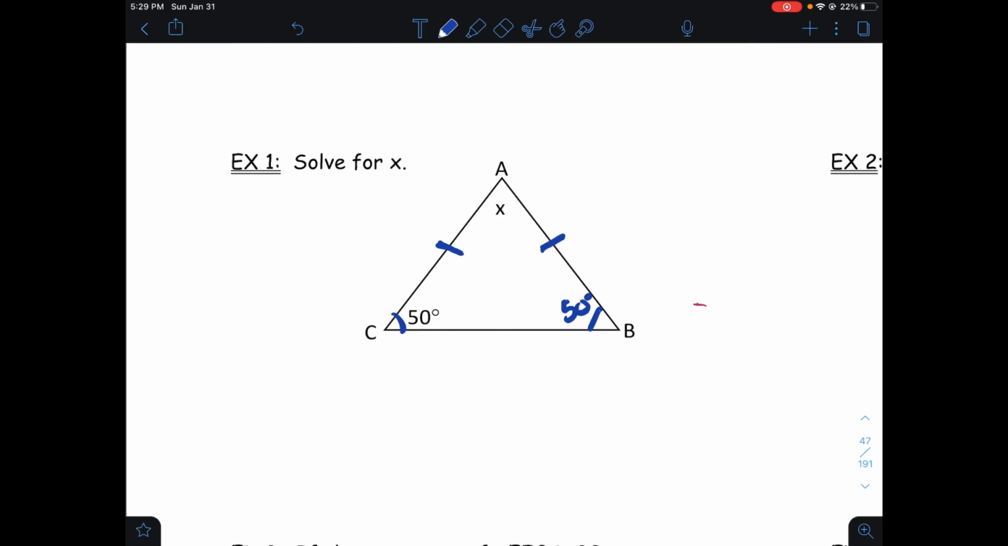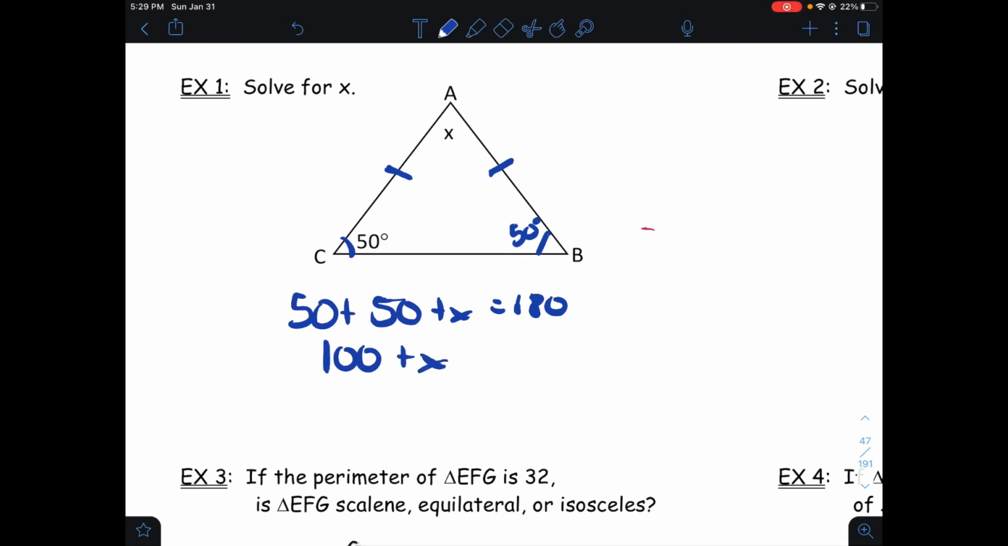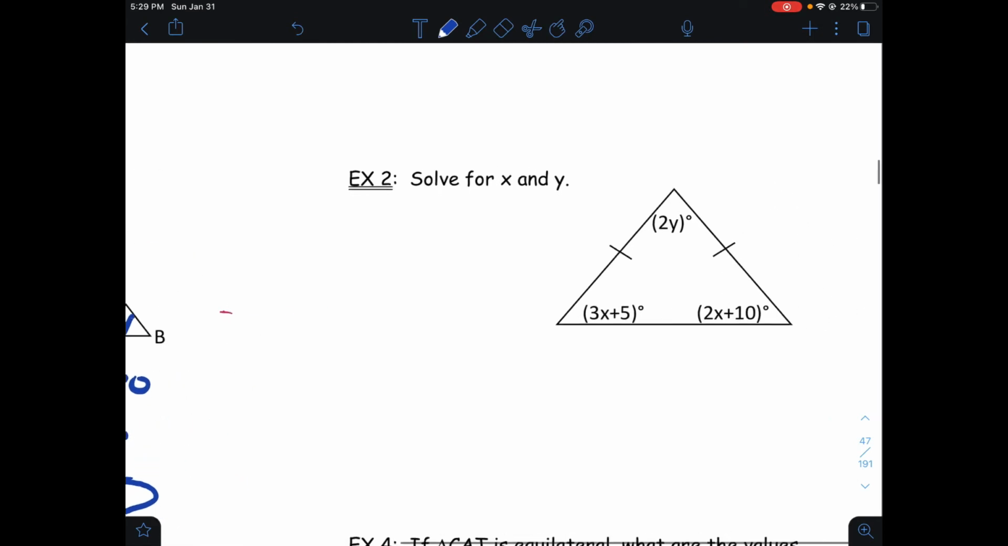So now it says solve for x. So it's actually a super easy problem now. We've got two angles of a triangle. How do we find the third? Right? All three angles of a triangle always need to add up to 180. So we could say 50 plus 50 plus x equals 180. So we get 100 plus x equals 180. Subtract 100. You get x equals 80.